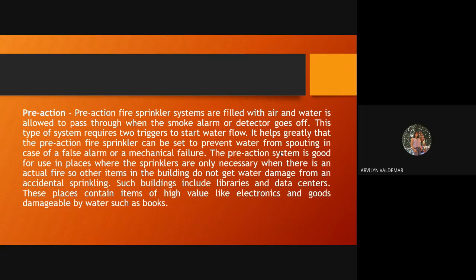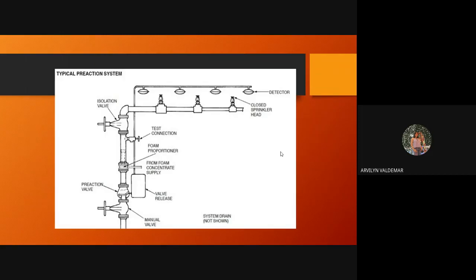The pre-action system is good in places where the sprinklers are only necessary when there is an actual fire, so other items in the building do not get water damage from an accidental sprinkling. Such buildings include libraries and data centers. These places contain items of high value like electronics and goods damageable by water such as books. So, medyo similar lang siya dun sa kanina, sa deluge system.